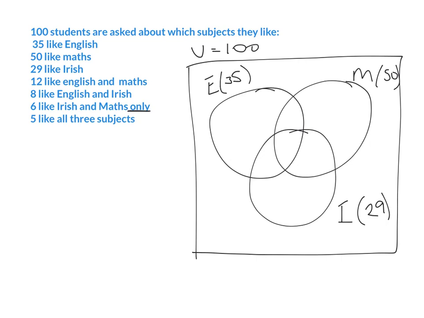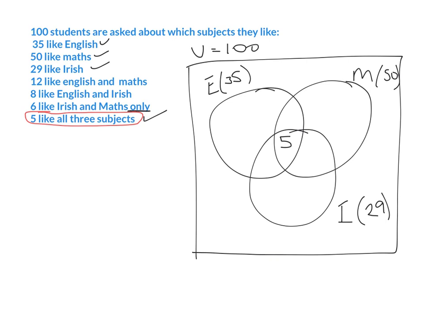Okay, so you should always try, if you can, to find out which one is the intersection. That's the one that you should always fill in first. So 5 like all three subjects, that's going to go straight into the middle. And we'll tick that off. And we've kind of used the 35, the 50 and the 29, but that hasn't gone explicitly into my circles yet. So let's go and look at the rest of the information.